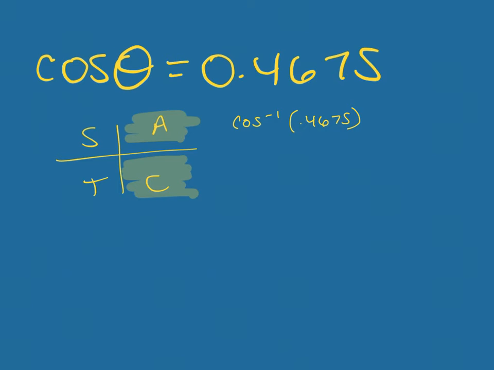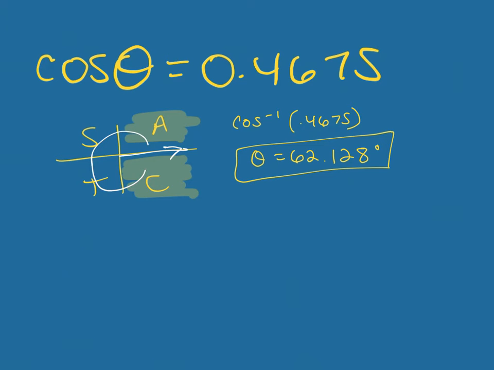Because I'm looking for the angle this time. So when we want the trig value, we hit the regular button. When we're looking for the angle, we hit the second. So this is 62.1278 degrees. And that answer is one of my answers because I'm in the first quadrant. But then the second one comes from what? Fourth quadrant. How do I find the angle in the fourth quadrant if it's the reference angle? What do I do with that 62.128?